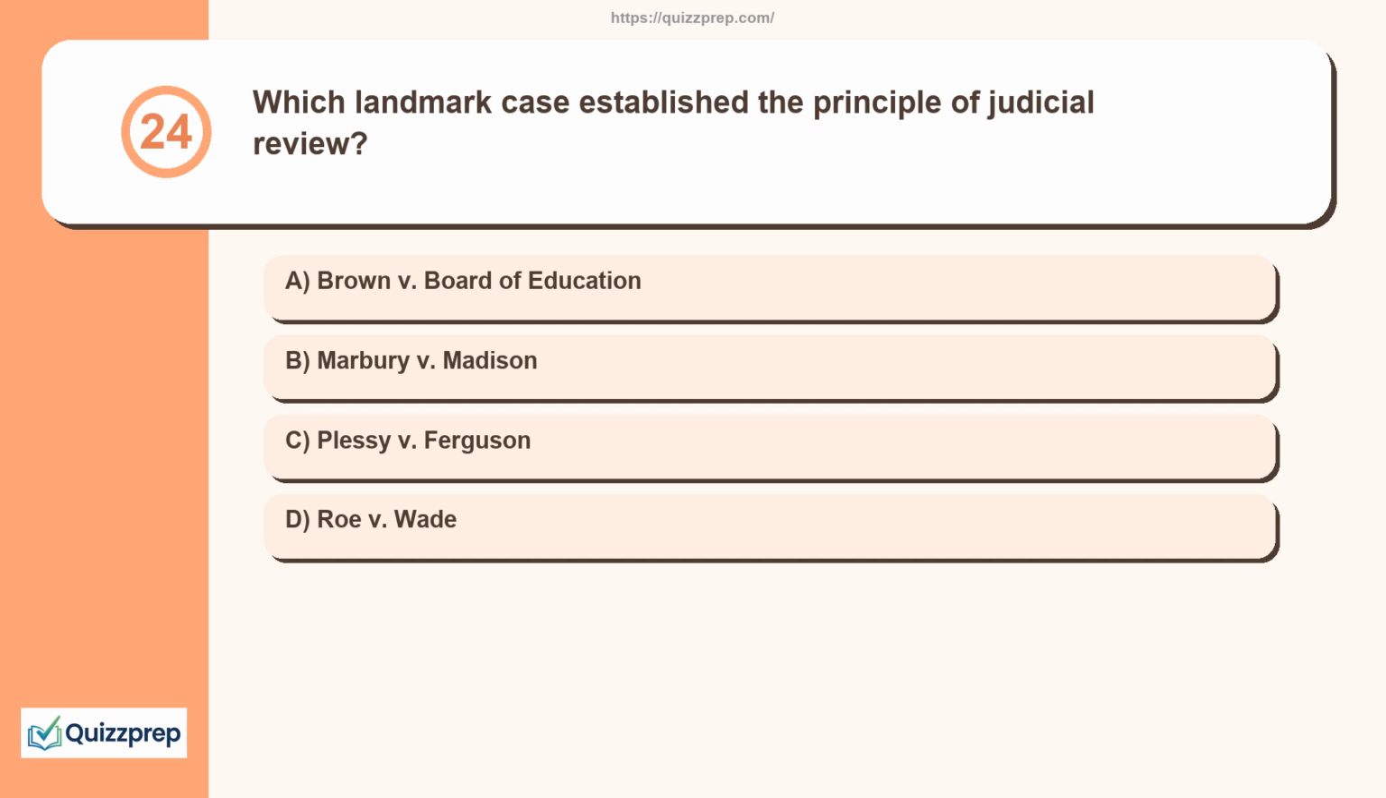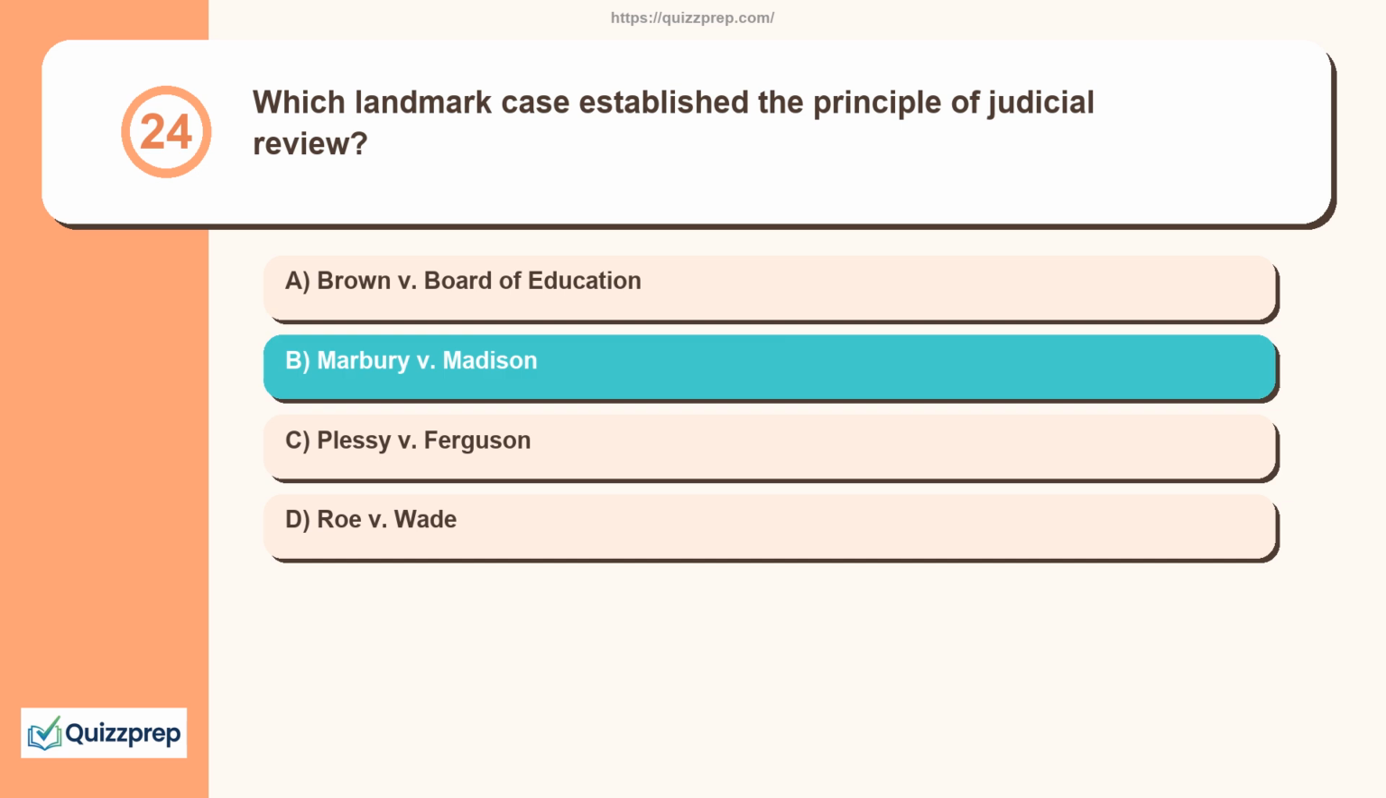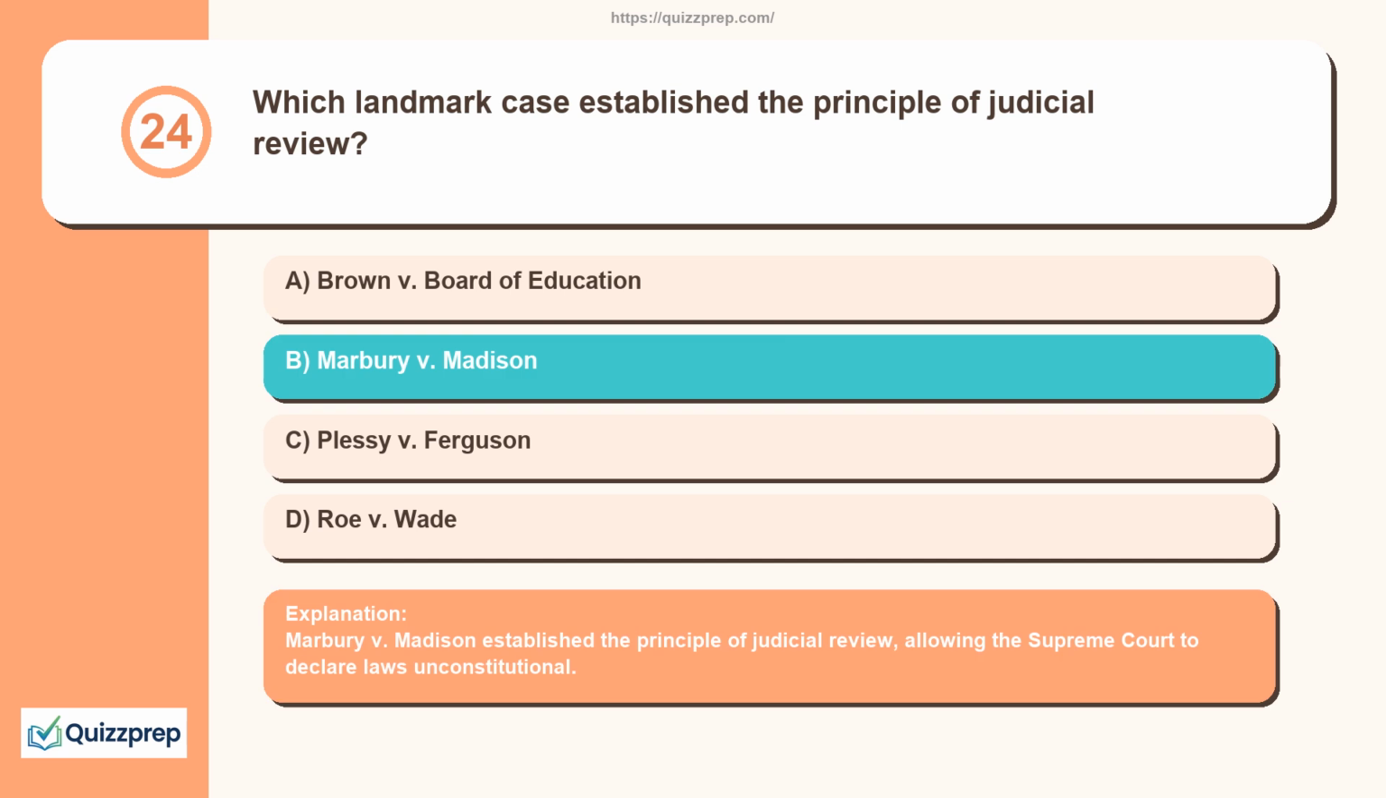Question 24. Which landmark case established the principle of judicial review? Brown v. the Board of Education, Marbury v. Madison, Plessy v. Ferguson, Roe v. Wade. Marbury v. Madison established the principle of judicial review, allowing the Supreme Court to declare laws unconstitutional.